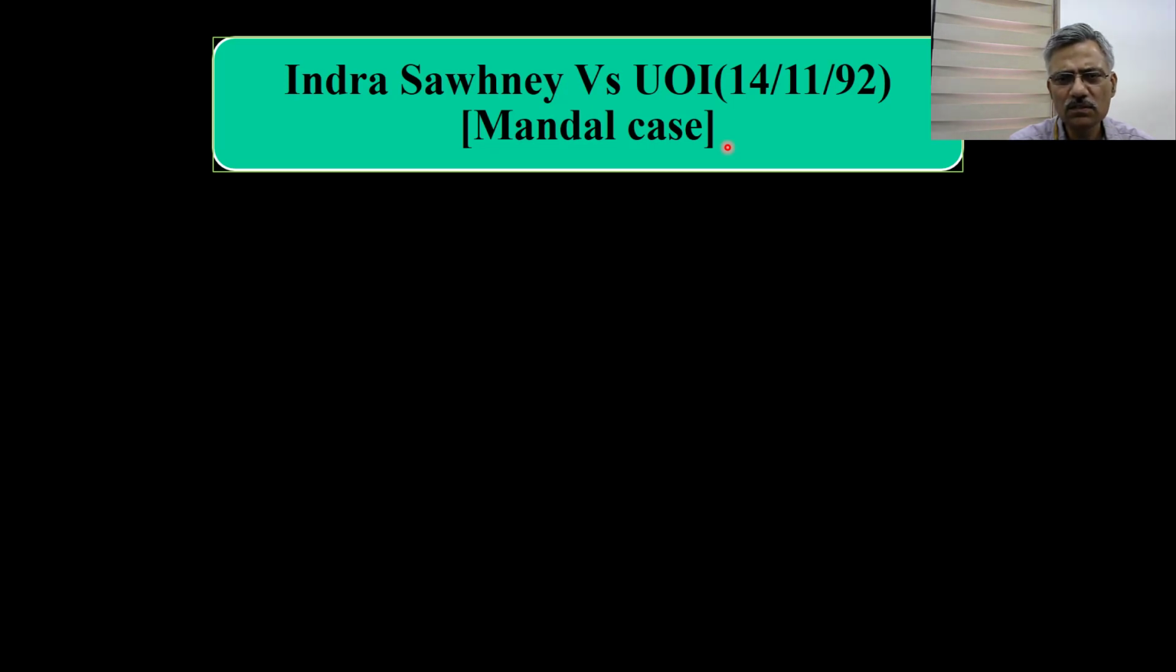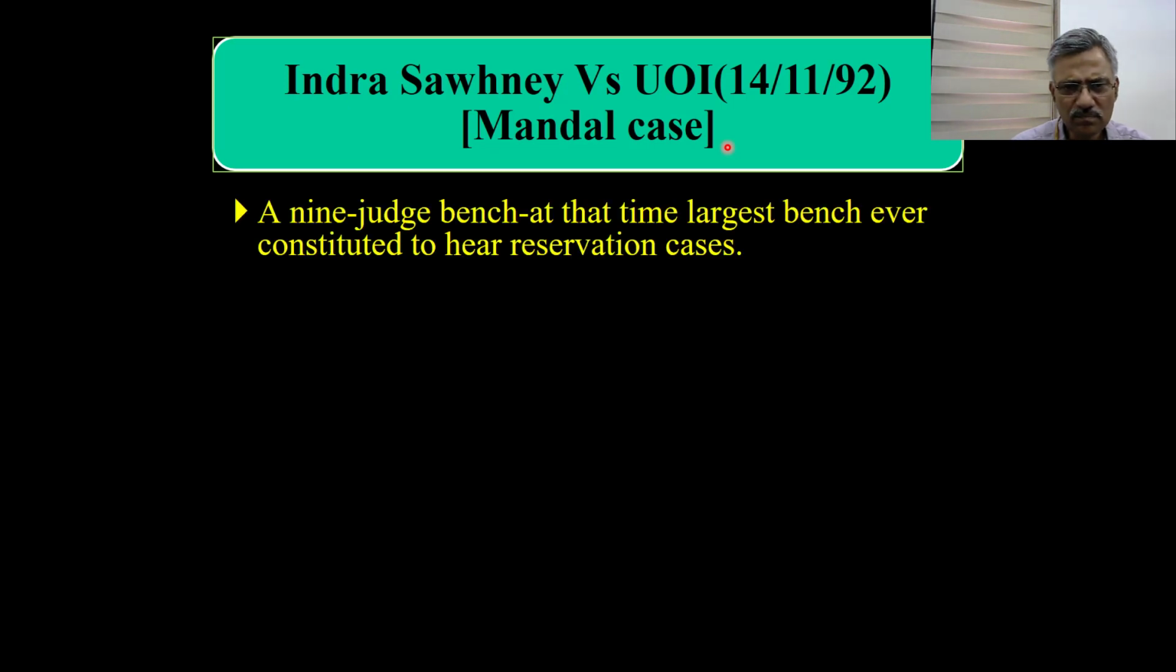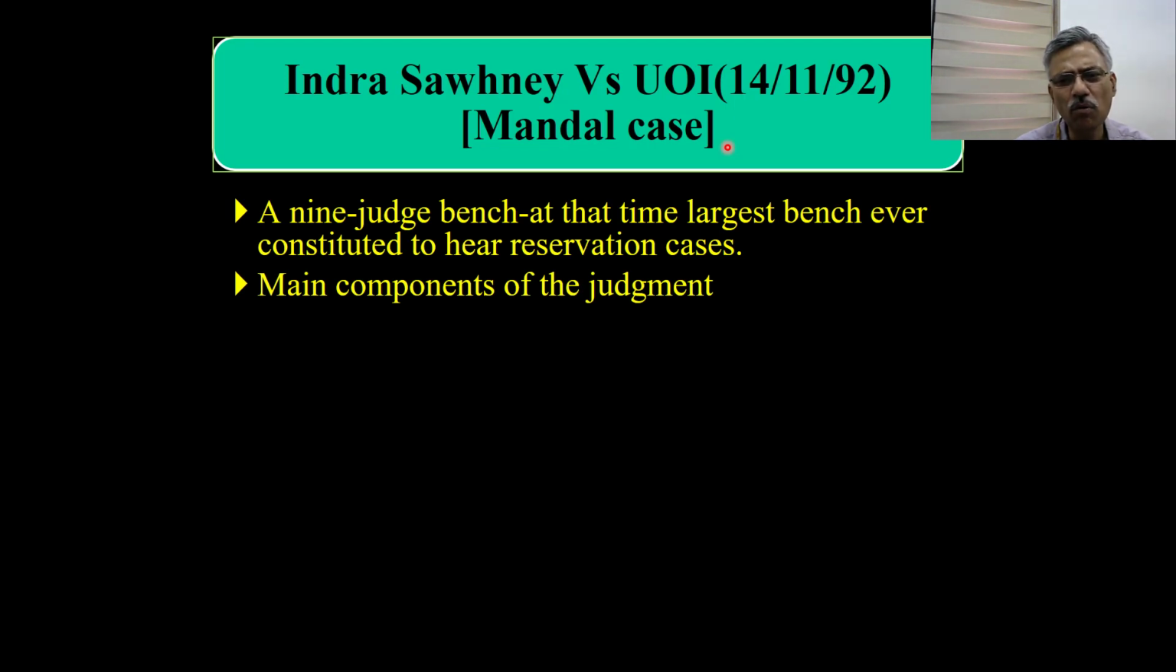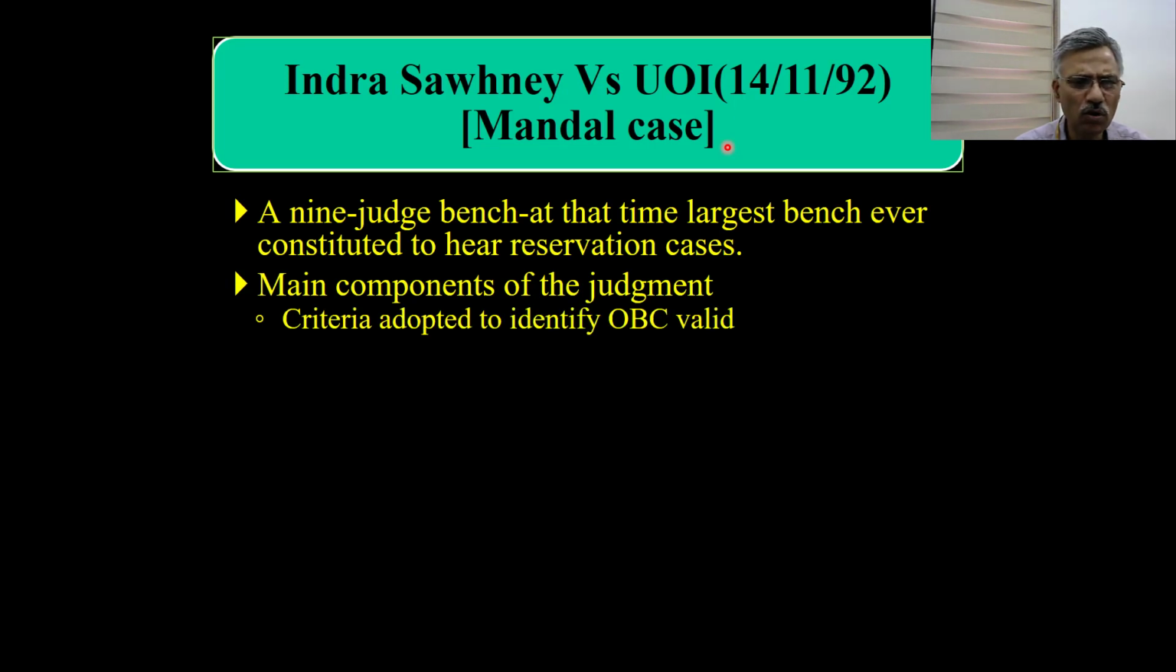Now the Supreme Court considered the question whether, based on the Mandal Commission report, the government had included some 3,000 castes in the list of other backward classes, other than scheduled caste and scheduled tribe, for 27% reservation. At that time it was a 9-judge bench, the largest bench ever constituted to hear issues on reservation. The Supreme Court gave a very lengthy judgment, but the main components of the judgment, in short, were these.